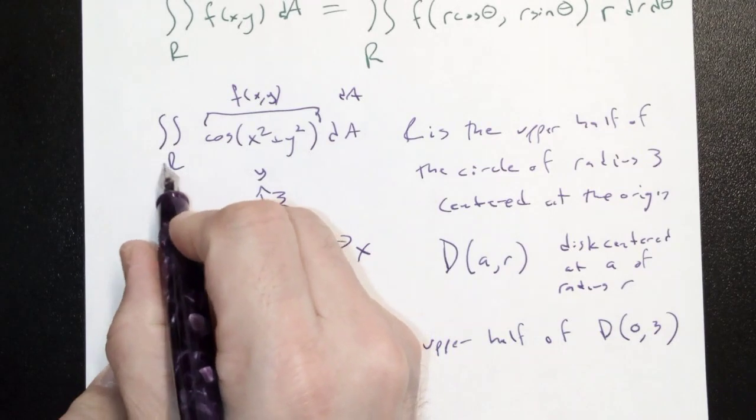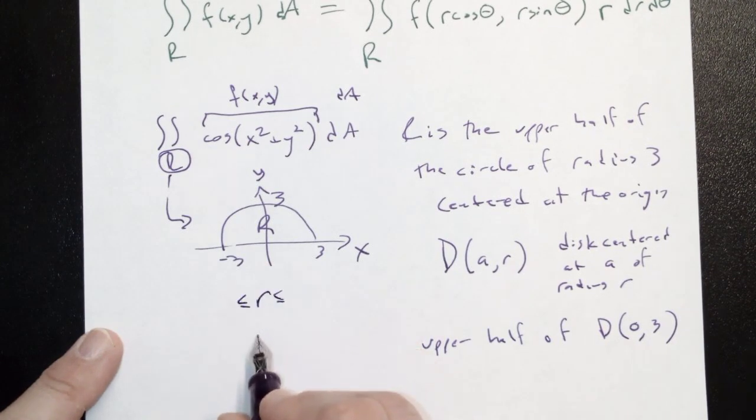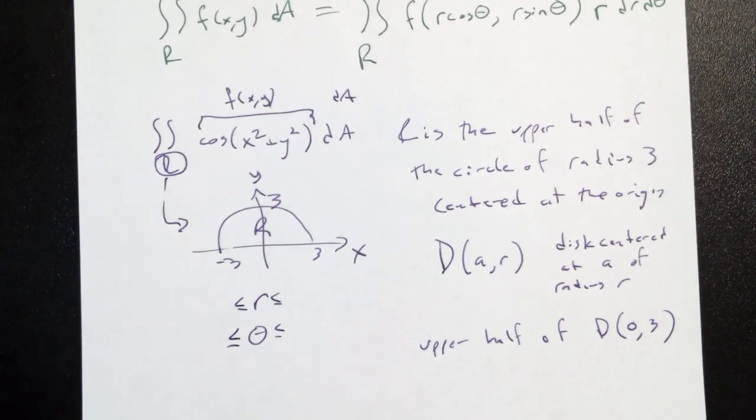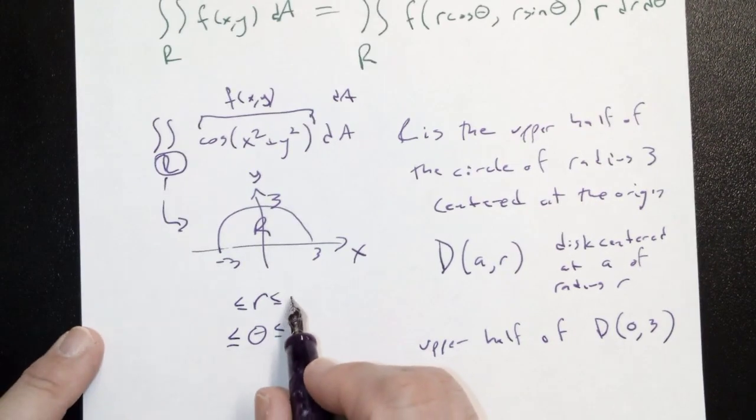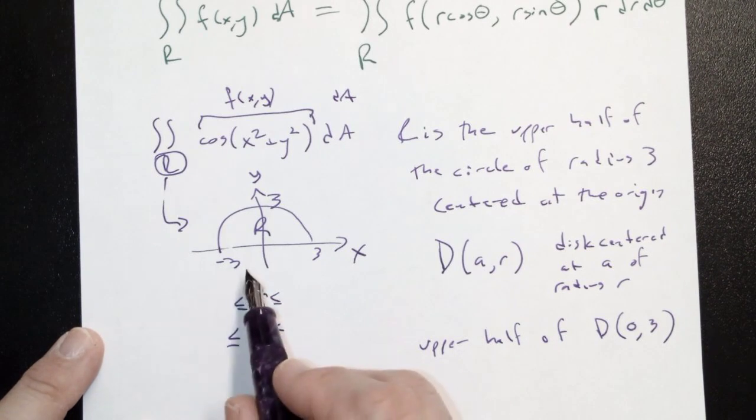I'll make this R. There. What's the description of that region in polar coordinates? Jack? Well, but I need boundaries that are like that. I like using pi, I like using 3, but what are the other sides? It's a radius, right?